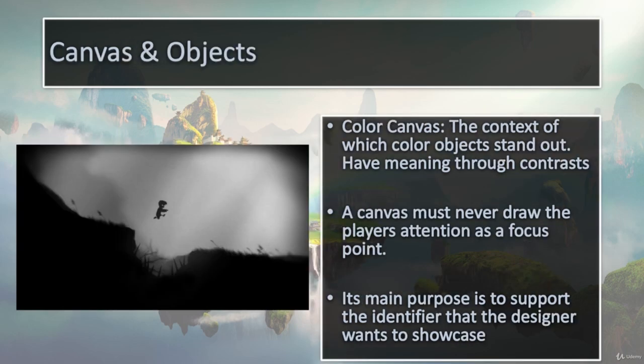Now, when we look at canvas and objectives, a color canvas is basically the context on which color objects stand out and have meaning through contrasts. See, a canvas must never draw the player's attention as a focus point. Its main purpose is to support the identifier that the designer wants to showcase. Looking at the example right here of Limbo, we already know what the dominant is. Obviously, granted, I picked the image that had the player jumping in the middle, and he's the only thing that's surrounding everything else.